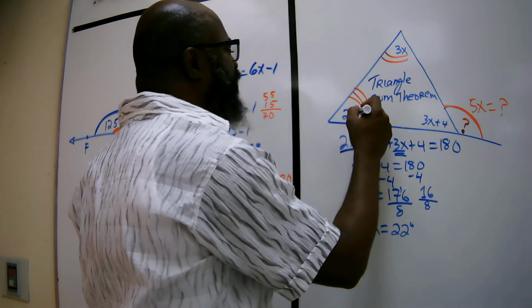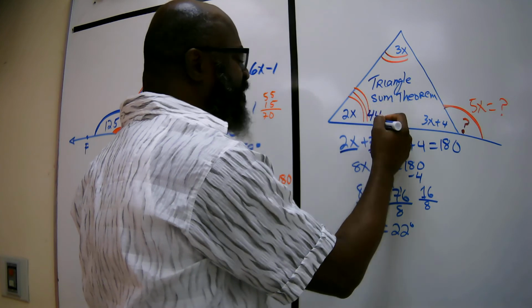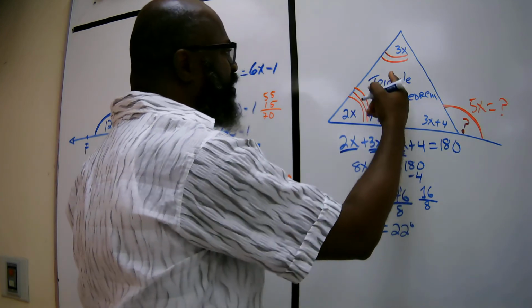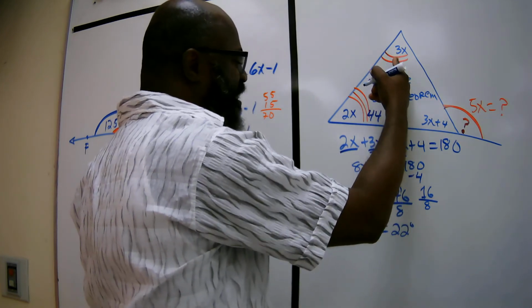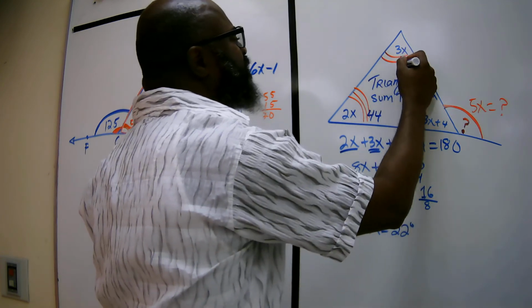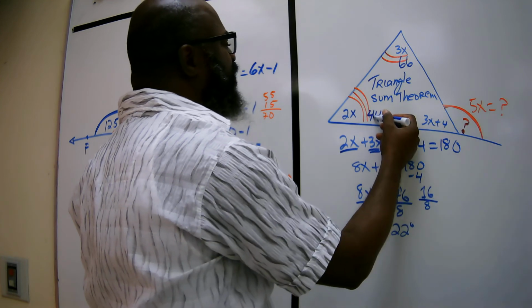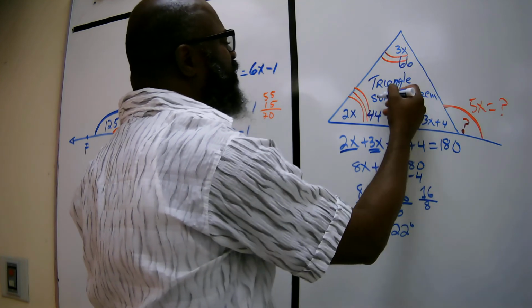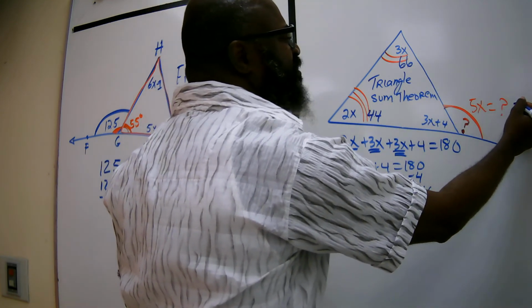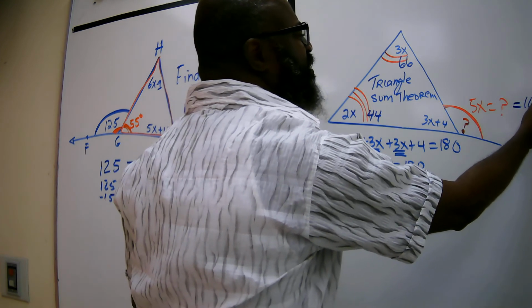So I can come here to 2 times 22. This angle will be 44 degrees. Right? This angle will be 3 times 22 is 66 degrees. So 5x will equal that 44 plus 66. That will be 110. So question mark will be 110 degrees.